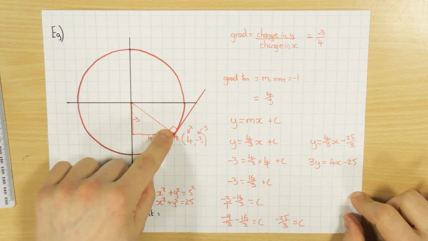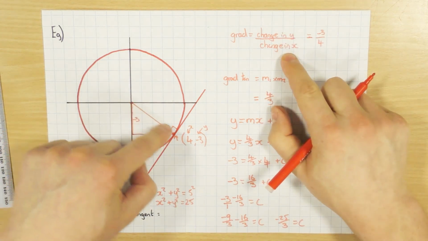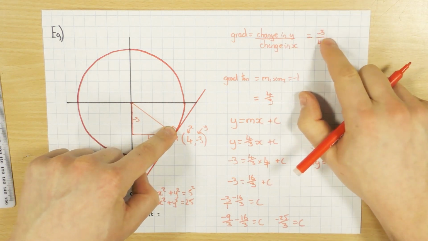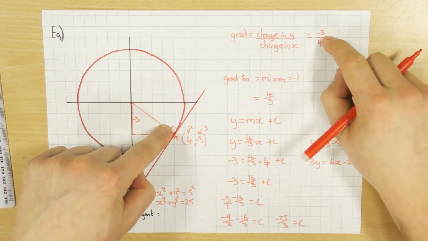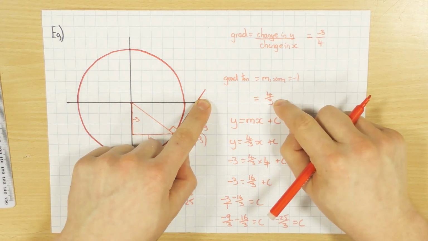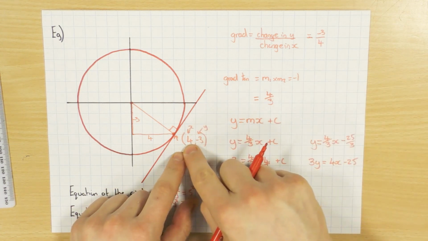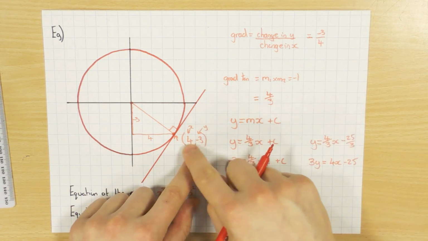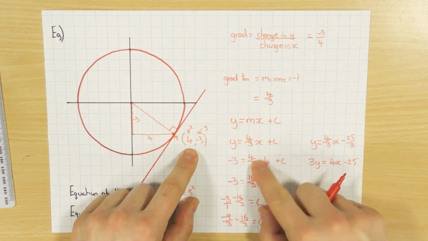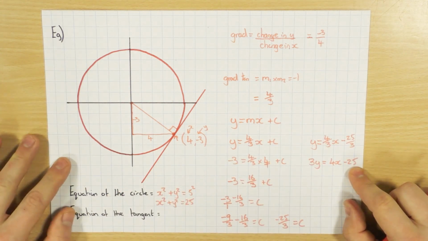So key things here to remember. Gradient is the change in y divided by the change in x, not the other way round. If it's a negative gradient, check that your gradient is also negative. Decreasing, negative. Increasing, positive. That's where lots of people go wrong. Next thing is when you put these coordinates in, make sure you put the x as this one here and the y as this one here. Lots of people put them the other way around and they therefore get this stage wrong. And of course, be careful when you're adding or subtracting your fractions.